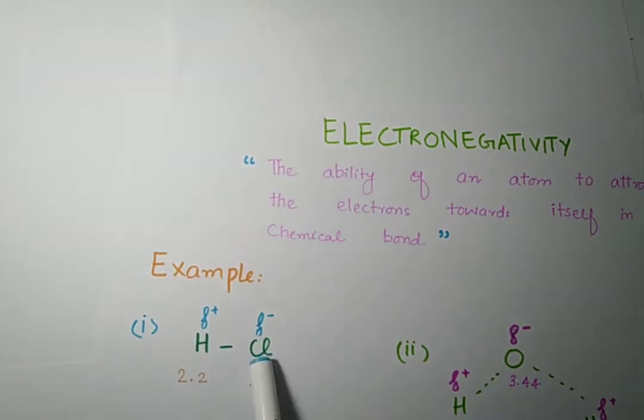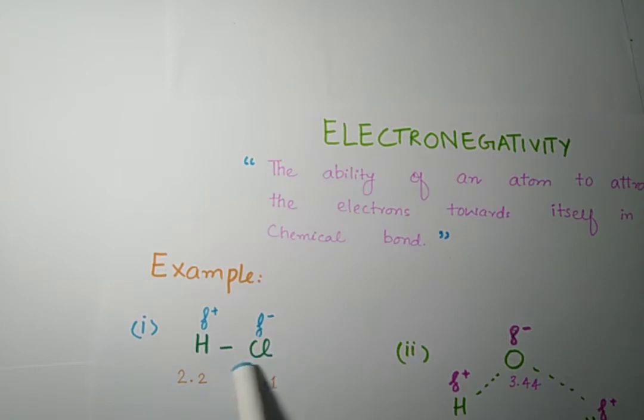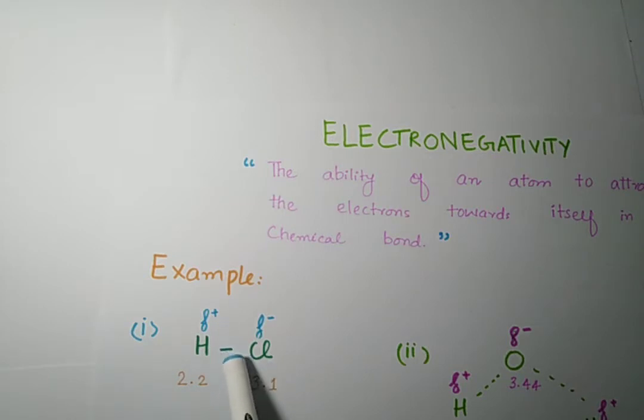It is the covalent bond between these two, hydrogen and chlorine. As the values of electronegativity written here show, hydrogen has electronegativity 2.2 and chlorine has 3.1. So chlorine is more electronegative than hydrogen. That's why chlorine pulls the electron more toward itself than hydrogen.